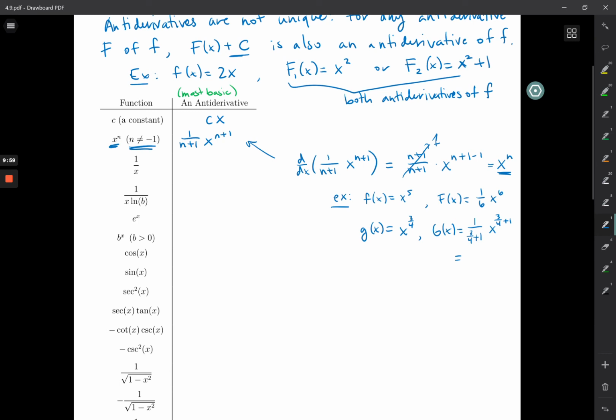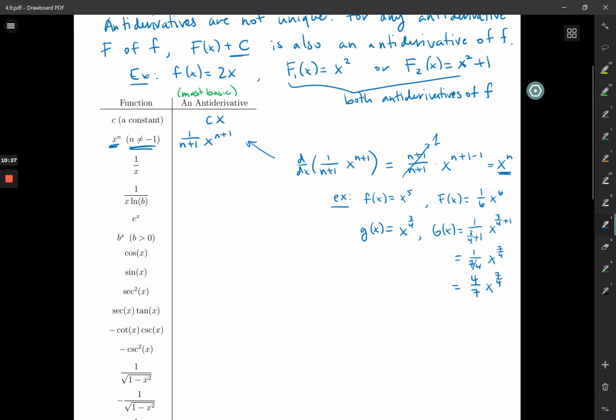If we simplify this and find a common denominator, 3/4 plus 1 simplifies to 7/4. And then you'll get 1 over 7 over 4. If we want to rewrite this without a complex fraction, we would just get 4/7 x to the 7/4.